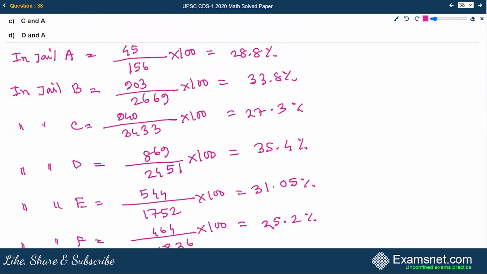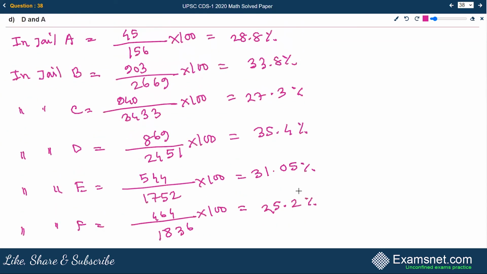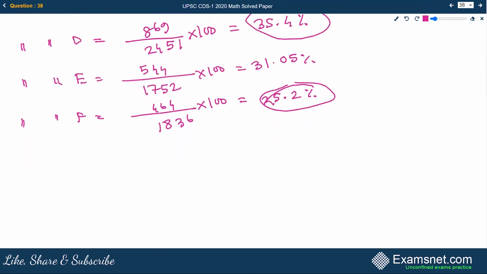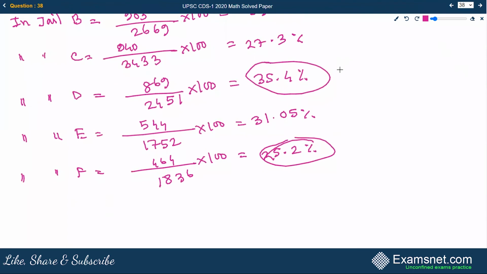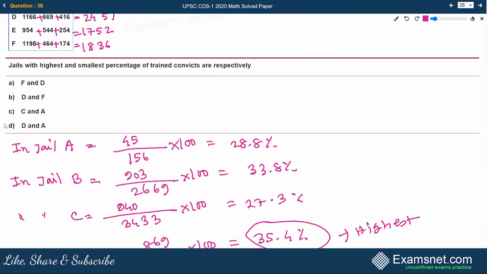25.2%. Now if we compare all these approximations, we can see that this is the smallest value and this is the highest value. So the jail with the highest percentage of trained convicts is D, and the jail with the smallest percentage of trained convicts is F, respectively. So D and F, highest and smallest. Option B is the correct answer here.